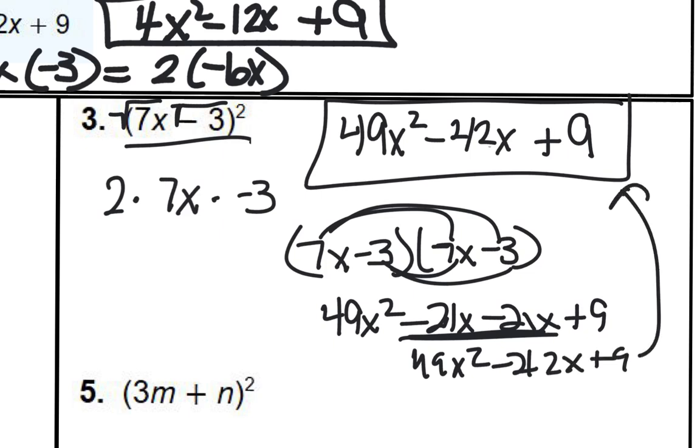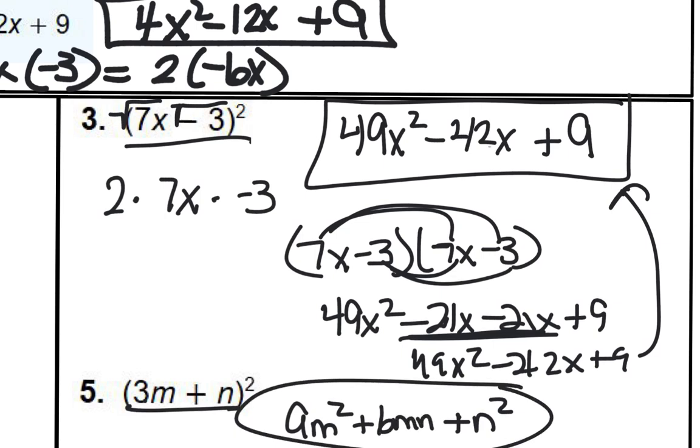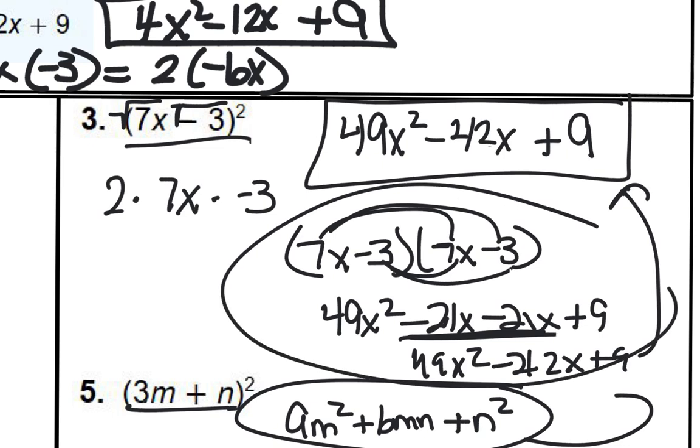Okay, so it's just a shortcut. So square root of the first one, square root of the last one, and then 3mn times 2, so it'd be 6mn. So it's a lot quicker than doing all of this, all right? Okay.